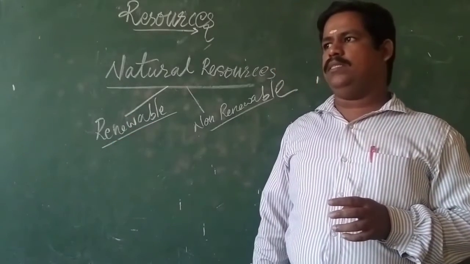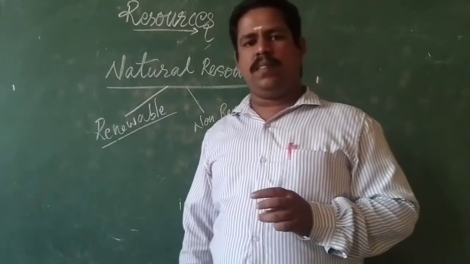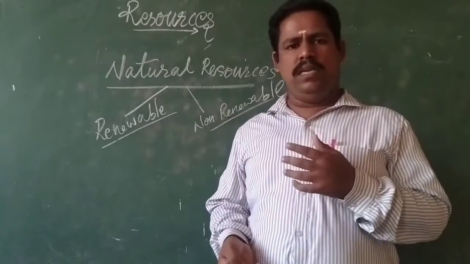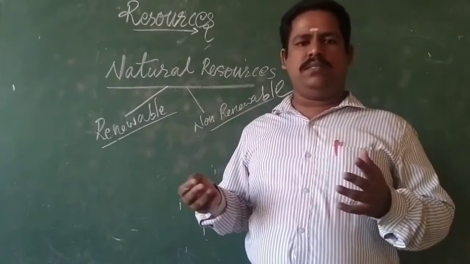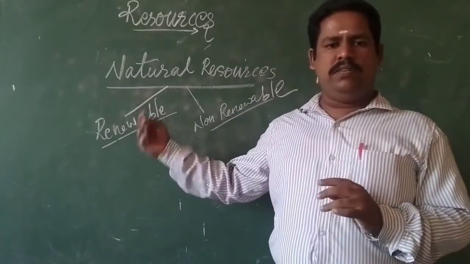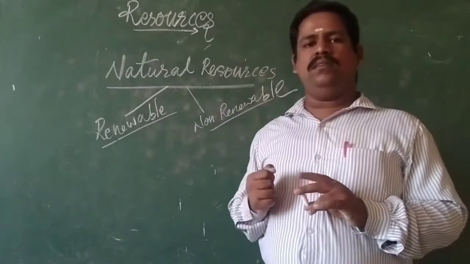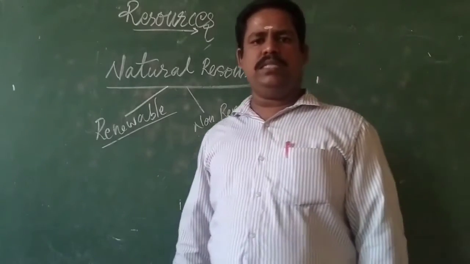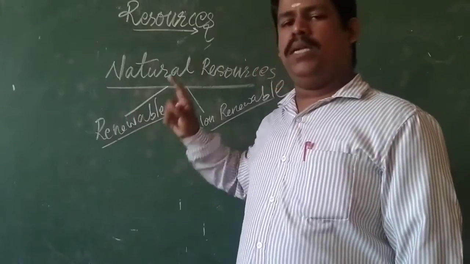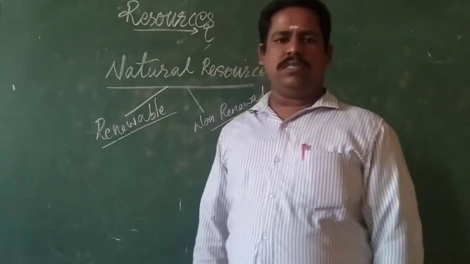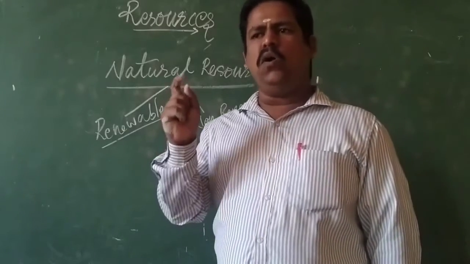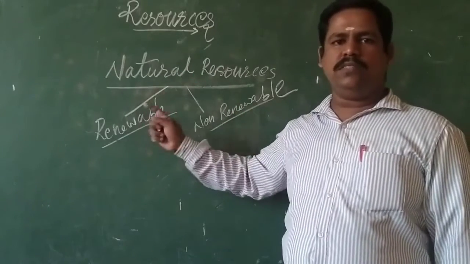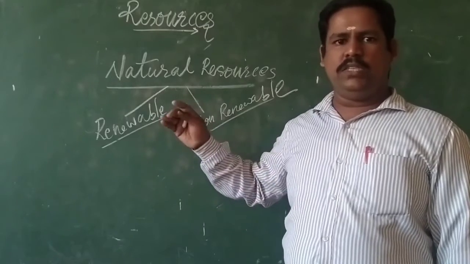Example. Anybody can give some examples? Solar energy. If you use solar energy daily as much as you want, it will get reproduced. It depends on the sunlight. Based on sunlight, it will get renewed every day. Wind energy also gets regenerated or renewed. So wind energy and solar energy are examples of renewable resources, resources which can be renewed or reproduced easily.